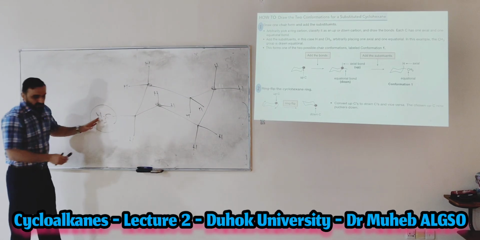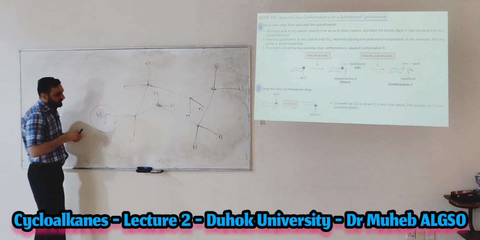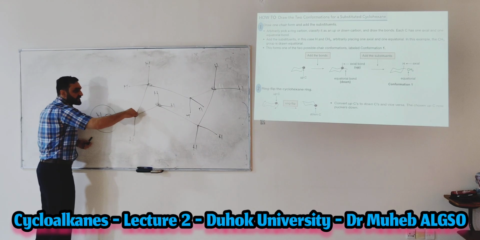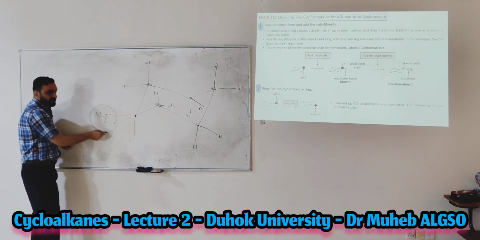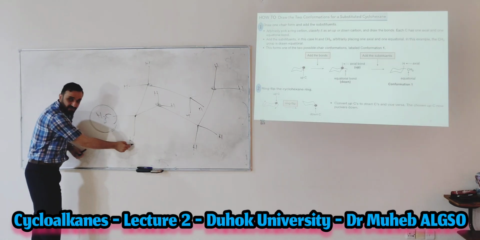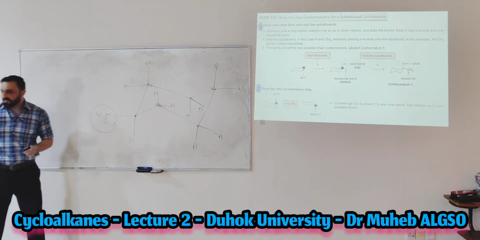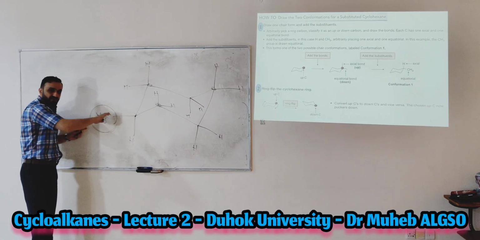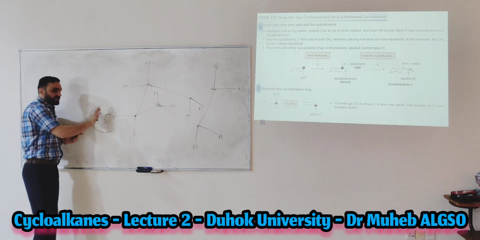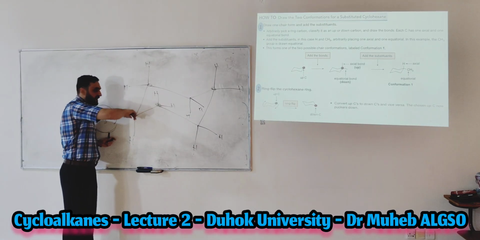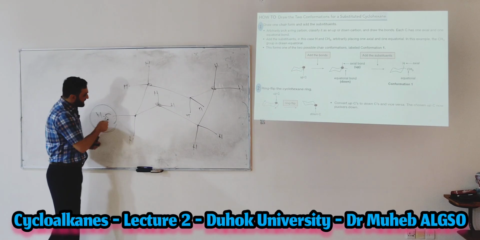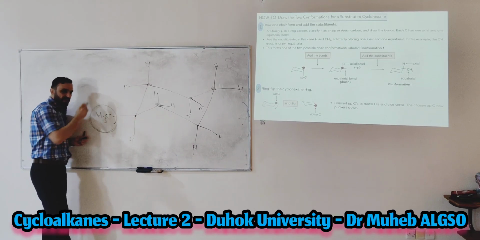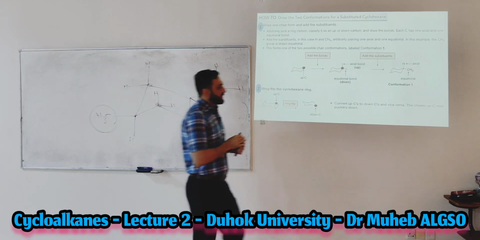So, if this carbon is now down, and I want to convert this carbon to up, this equatorial will be what? Axial, and the axial will be what? Equatorial. Just remember this, okay? This is so important. When you draw the molecules and you change the flipping, the axial atoms will be equatorial, and the equatorial atoms will be axial. Go to the next slide.